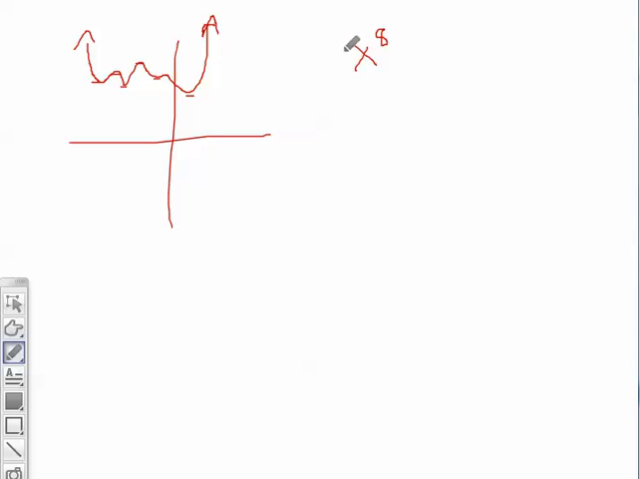X to the 8th. Has to be a positive number here in front, right? Has to be positive. Why do I know it has to be a positive number? Because they're both pointing up. If they were pointing down, it would be a negative number.